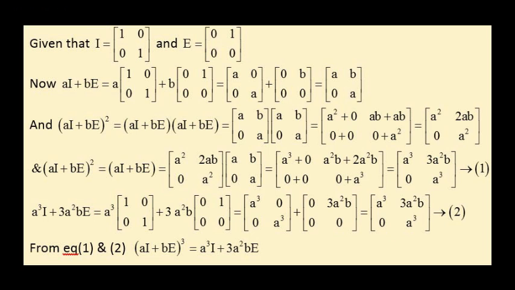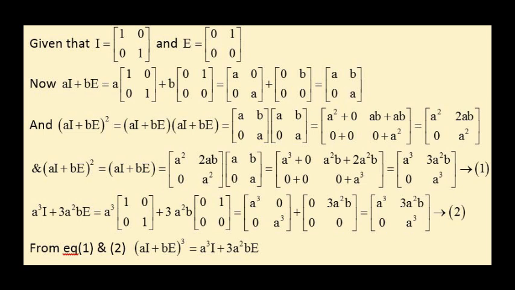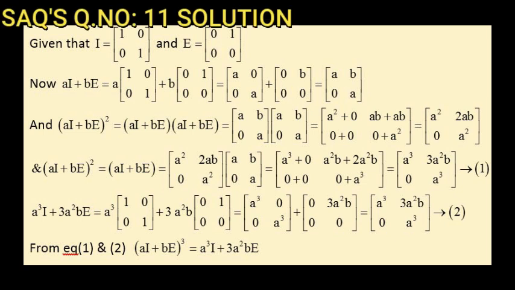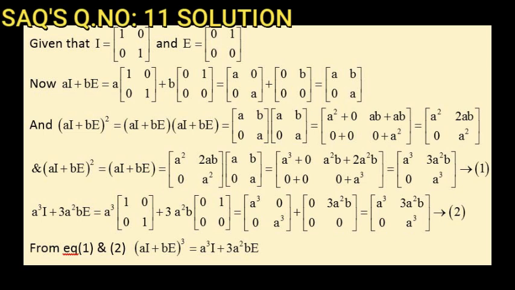Now (aI + bE) whole square. That is equal to (aI + bE) into (aI + bE). Multiplying these two matrices, here we use the multiplication of matrices. That is, the first row is multiplied with the first column of the second matrix. That is equal to a square plus 0, ab plus ab, and 0 plus 0, 0 plus a square. That is equal to a square, 2ab, 0, a square.